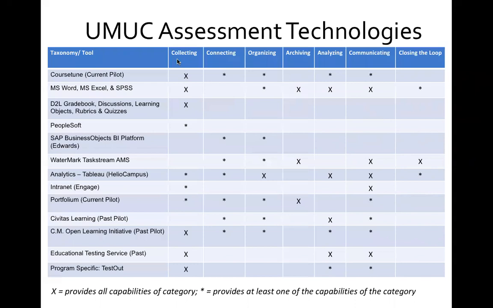We also use Taskstream Accountability Management System. This allows us to collect, organize, communicate, and archive our analysis by academic year, by program, by outcome, and by measure. This system also allows us to track curriculum improvement plans when performance falls below a desired benchmark and when one is needed.